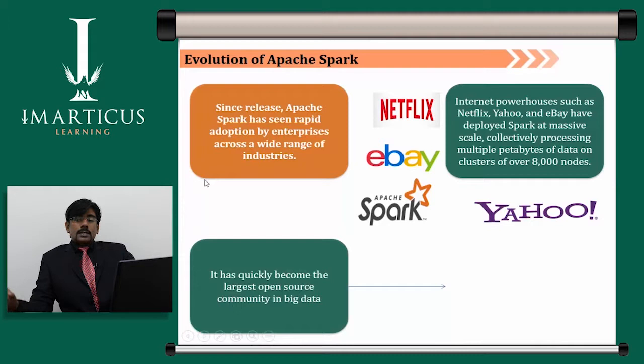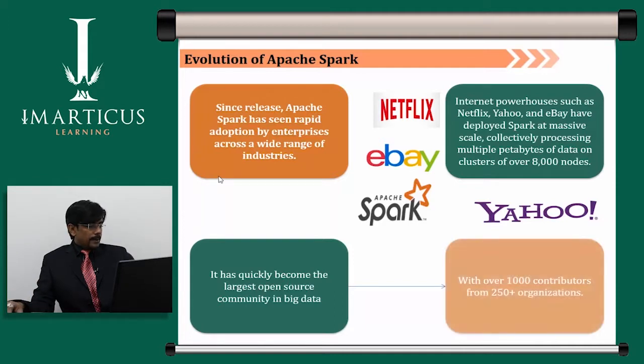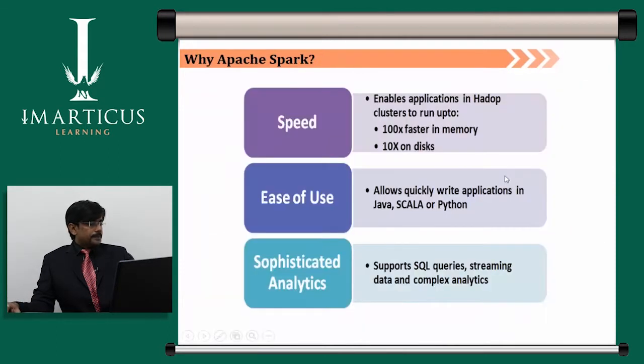Because of this speed and functionality, it has become the largest open source community in big data. That means people are contributing a lot to Apache Spark, and it is one of the fastest growing technologies and projects in Apache right now, where people are leveraging its speed. We have around 1,000 contributors and more than 250 organizations working on this platform, giving their inputs and trying to improve it as much as they can.